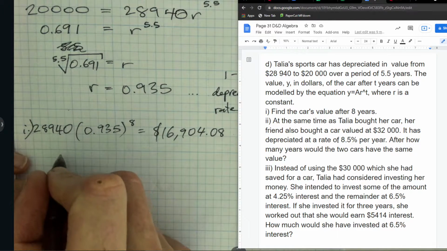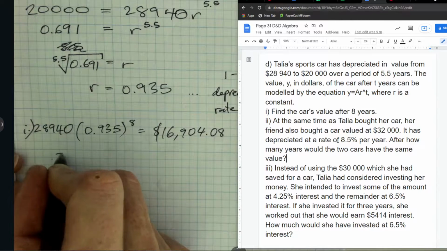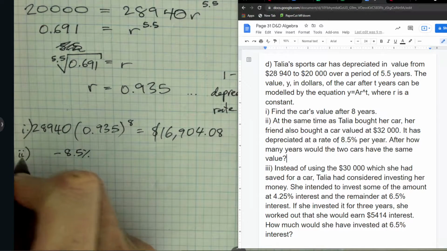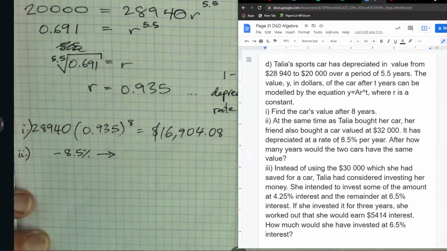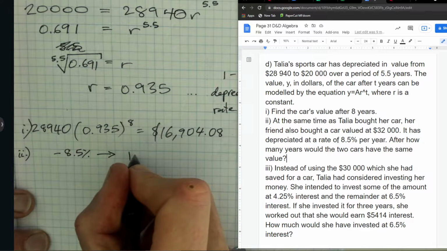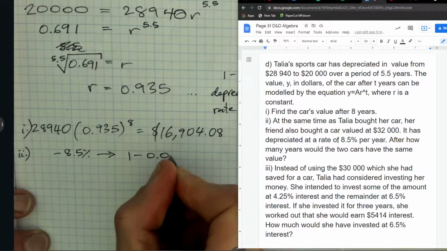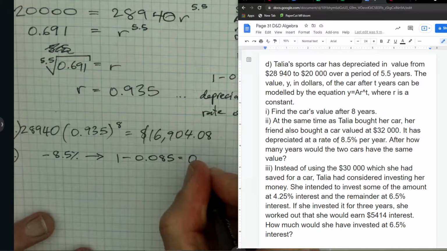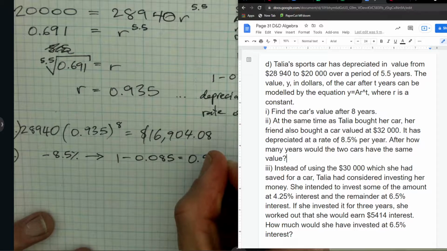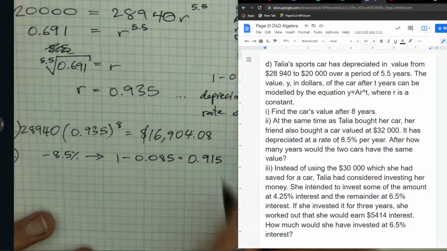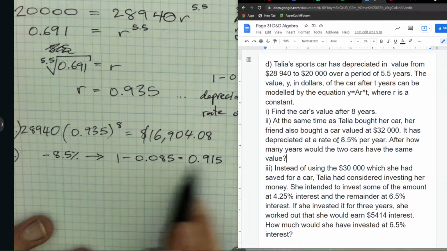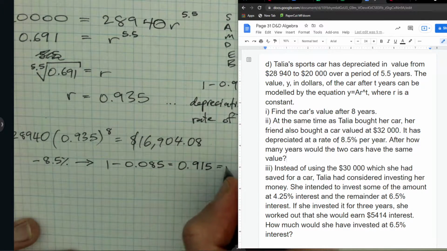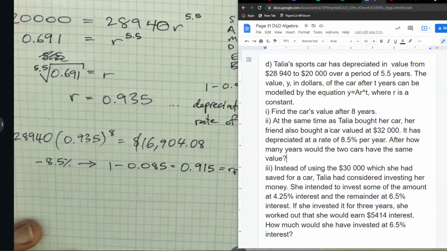Okay, so negative 8.5%, right? First thing I'm going to do is just get that looking like a nice number. So that is the same as 1 minus 0.085, and that is going to get us to 0.915. So this is the rate of the friend.